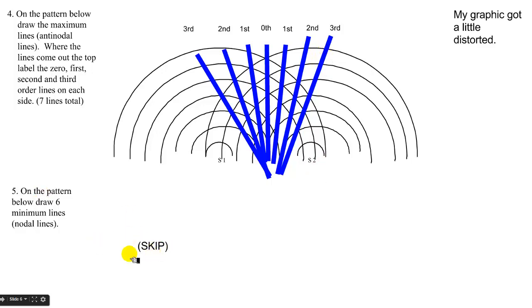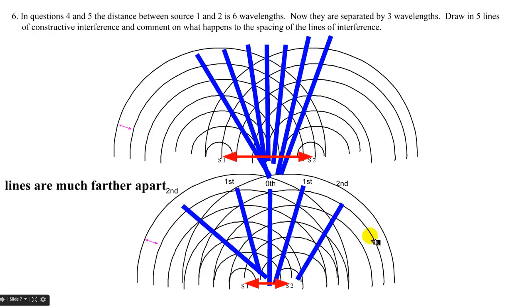We're going to skip the minimum lines. Those would be the lines of destructive interference. So feel free to draw those on your own if you'd like.